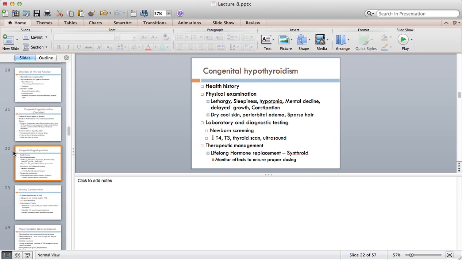Any questions on that? Okay, yes. Can you clarify the formula? What is contraindicated for people who are taking Synthroid? Soya-based formula. Soya milk.